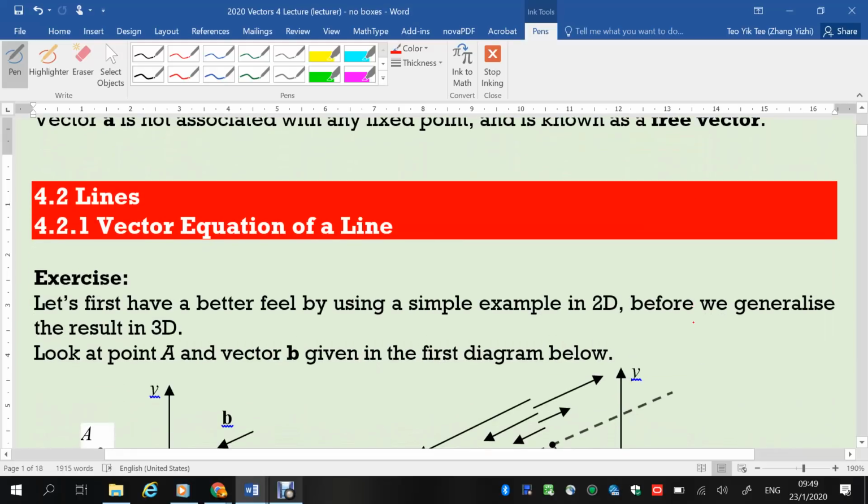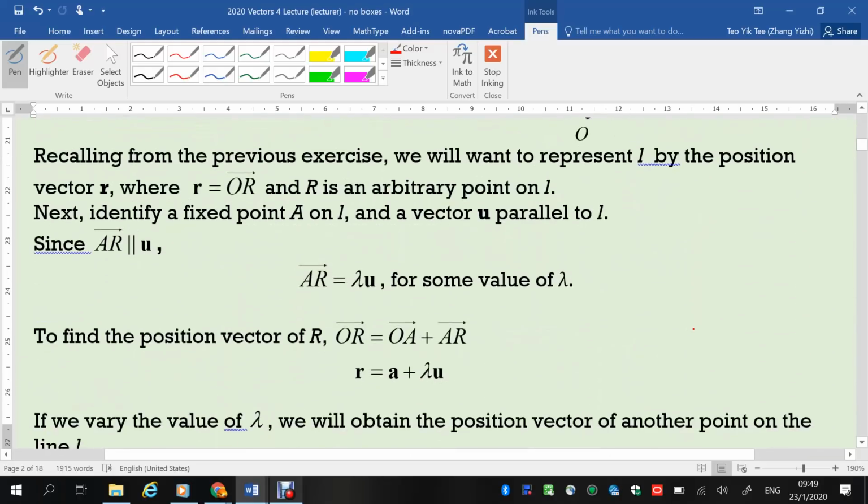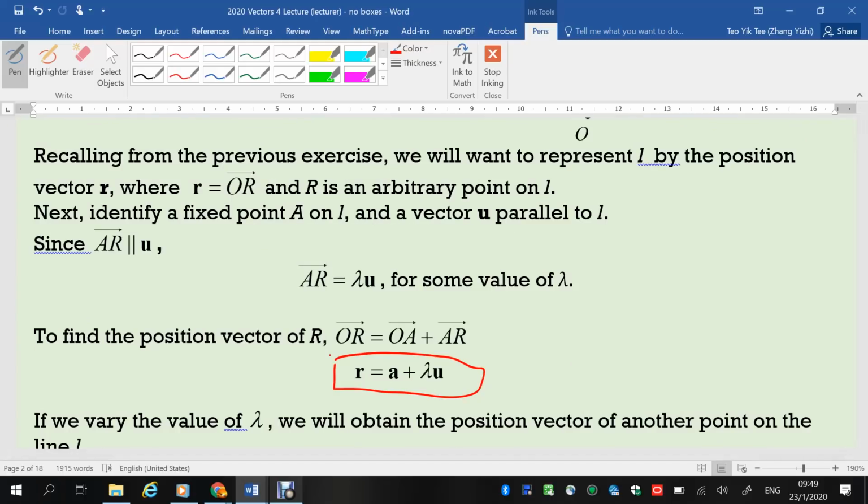To describe a line, your general equation will look like this, I fast forward: r equals a plus lambda u, where a is a point on the line and u is the direction by which the line is moving. So all the theory in front, let's skip. I use common sense and I use practical examples to help you.